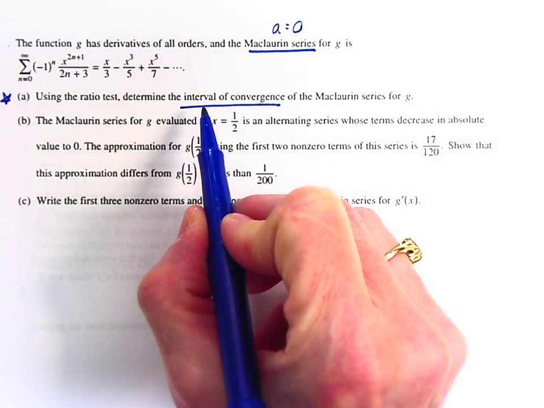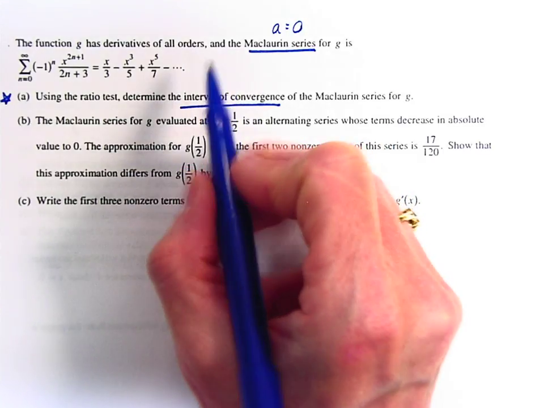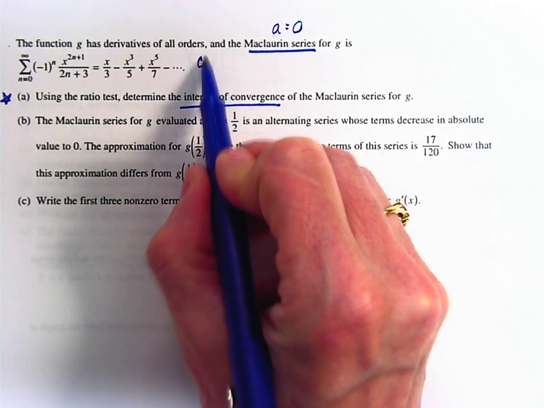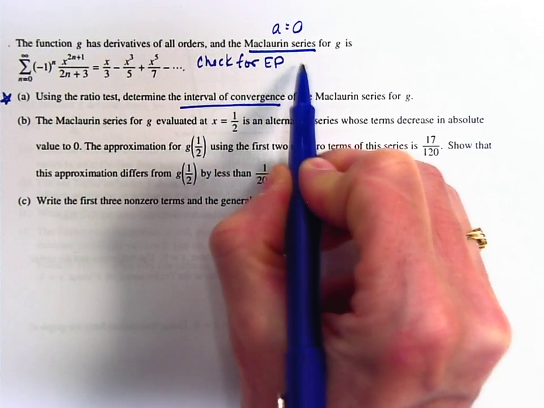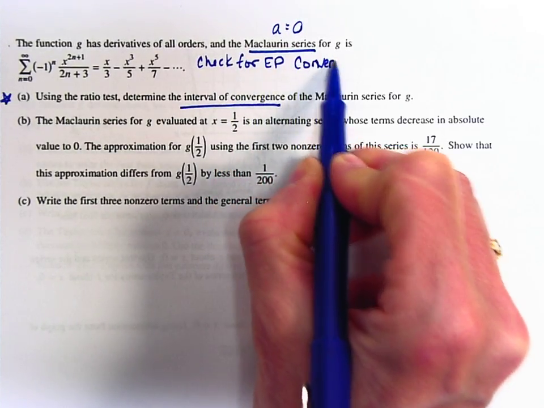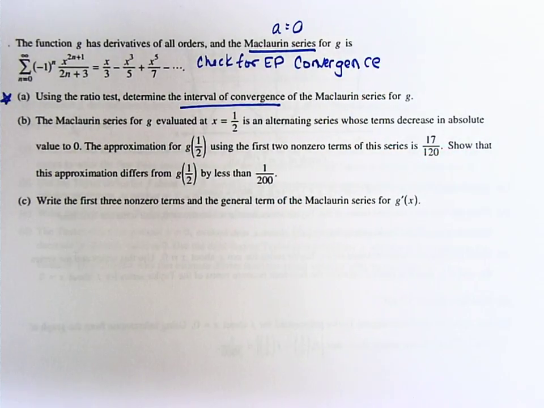So this is kind of an important problem. Anytime you're asked for an interval of convergence on the AP exam, just remember you're going to have to check for endpoint convergence once you get the interval of convergence. So that's why it's important that I go through this problem for you.